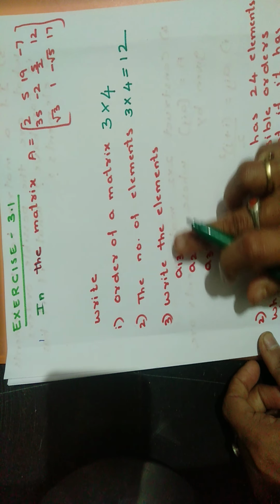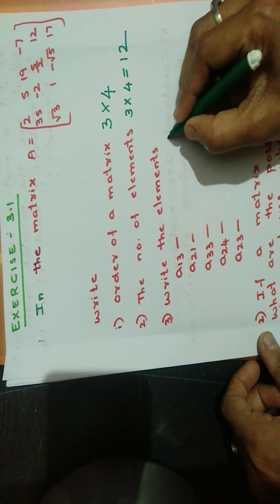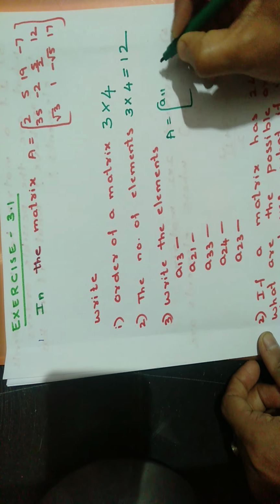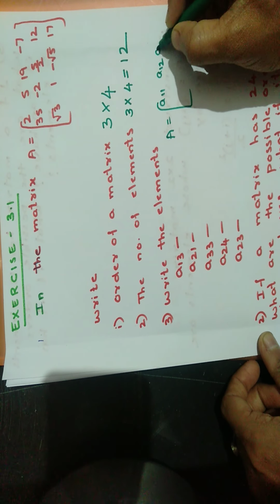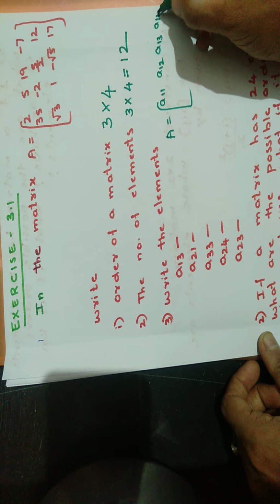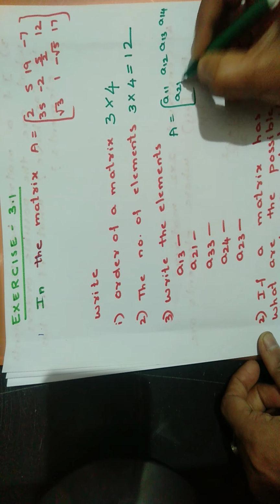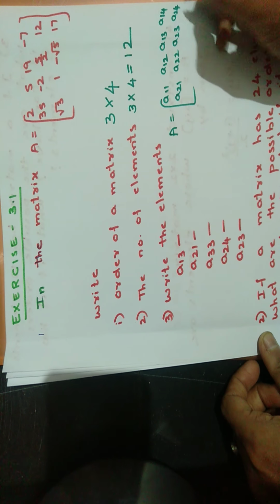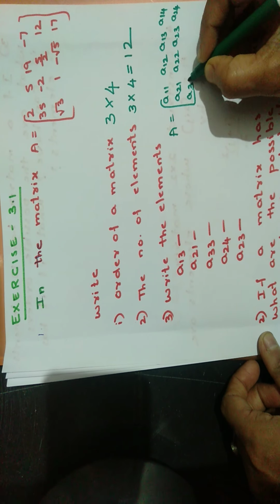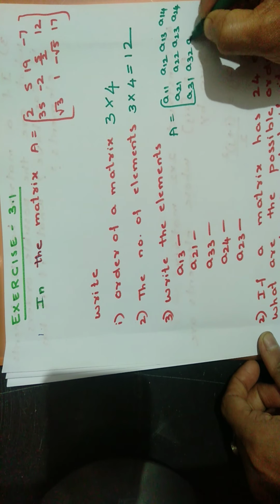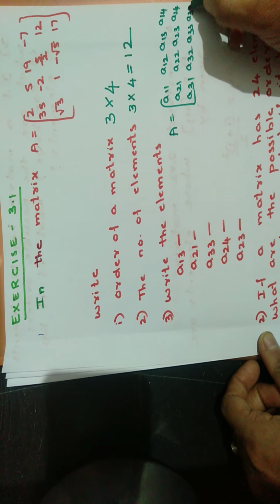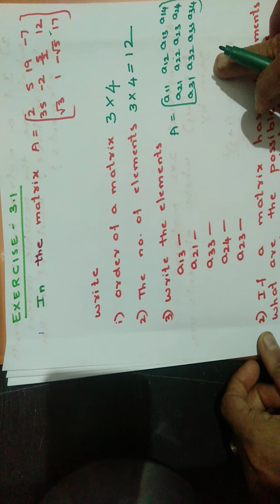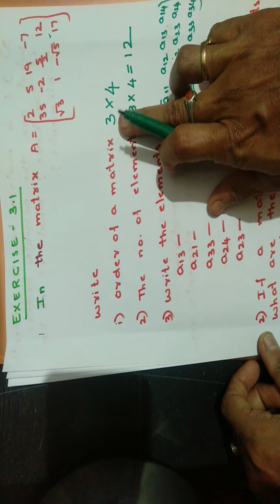Next, we have to write the elements. So A is equal to, we can write the general matrix: A11, A12, A13, this is A14. And next, the second row: A21, A22, A23, A24. And next, the third row: A31, A32, A33, and this is A34. By comparing the given example and this formula, this is the general matrix of order 3 cross 4.